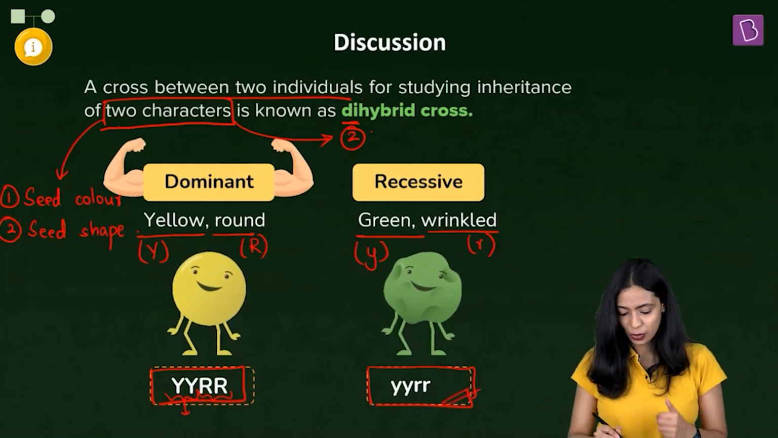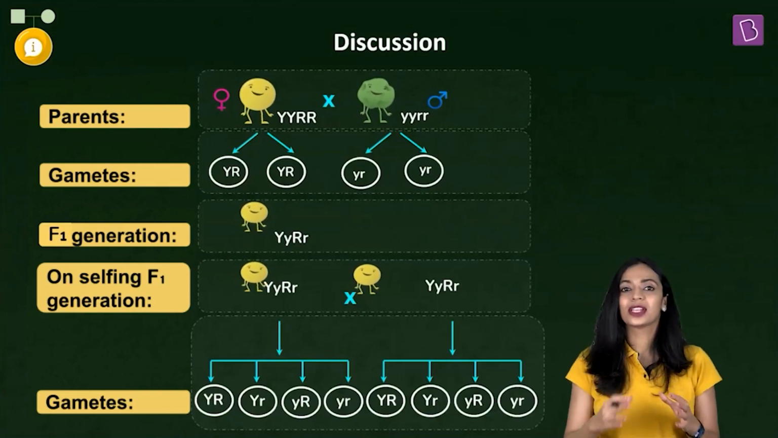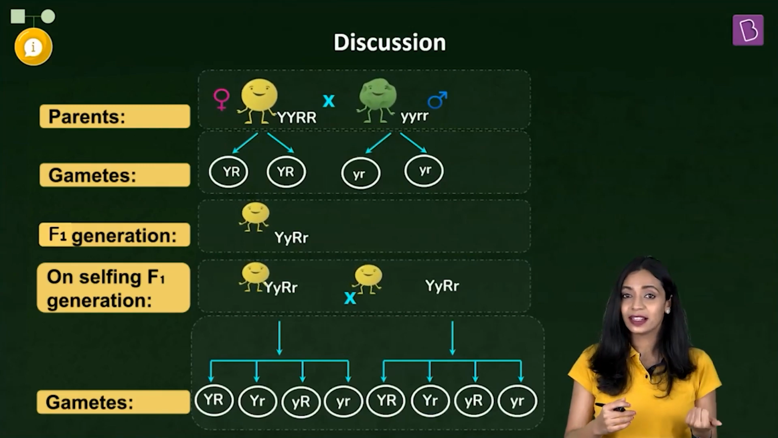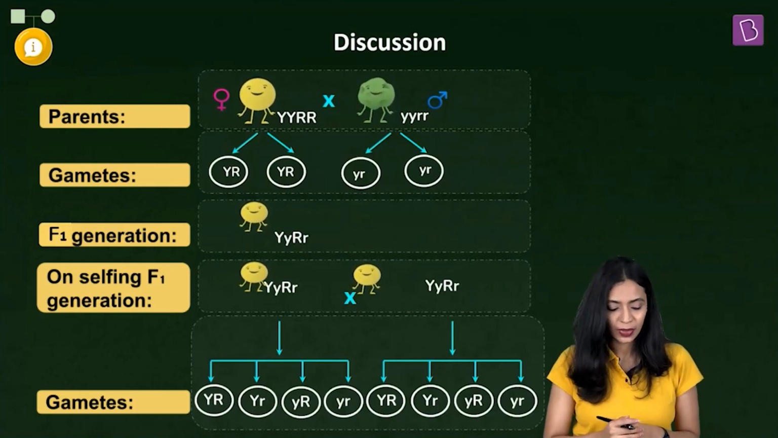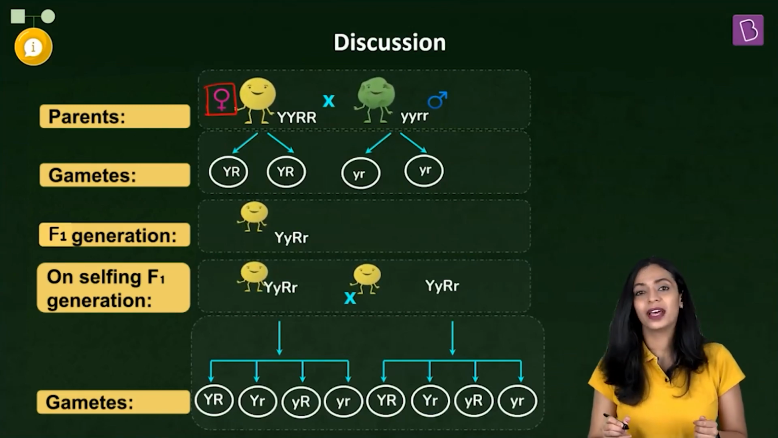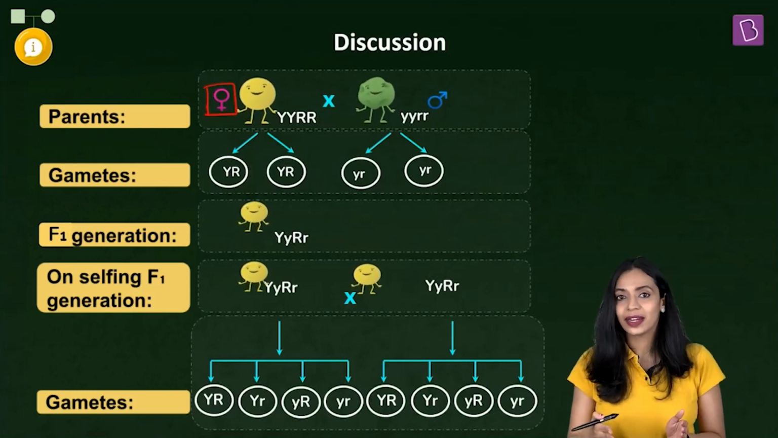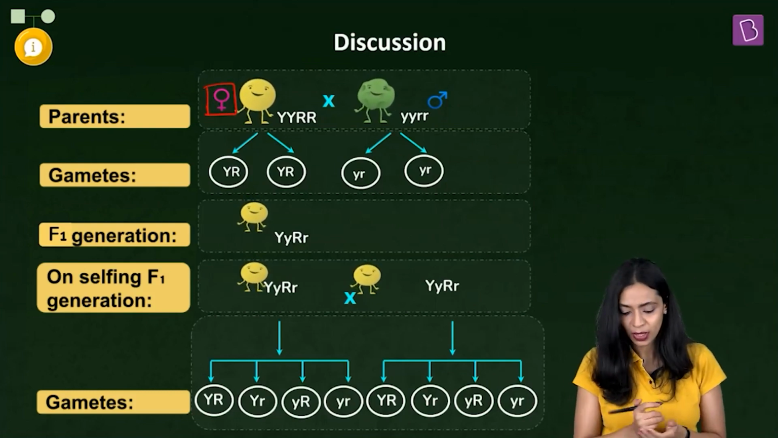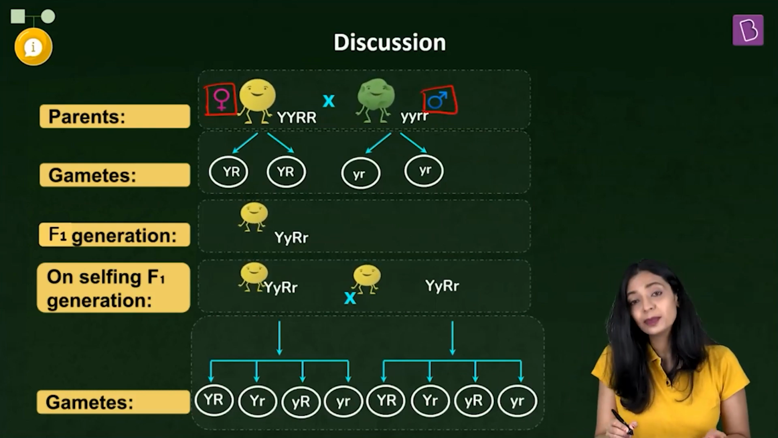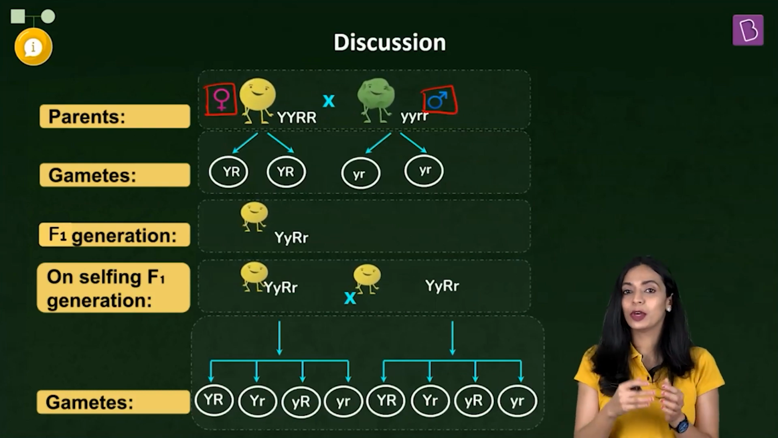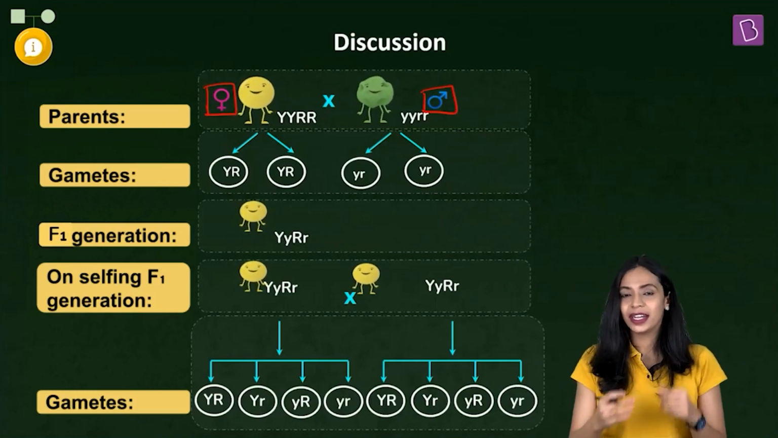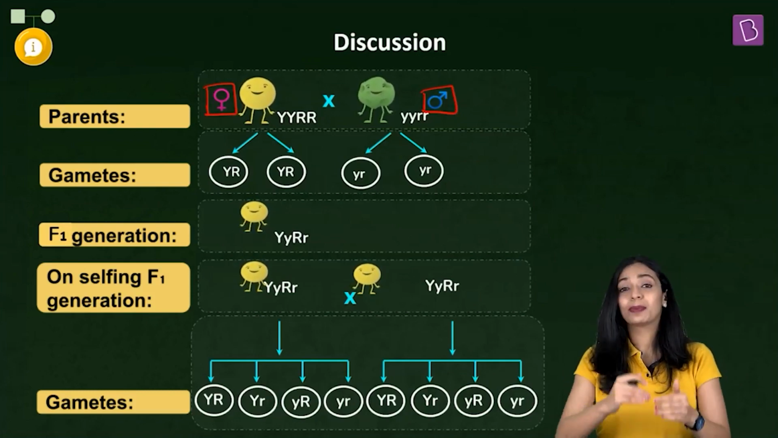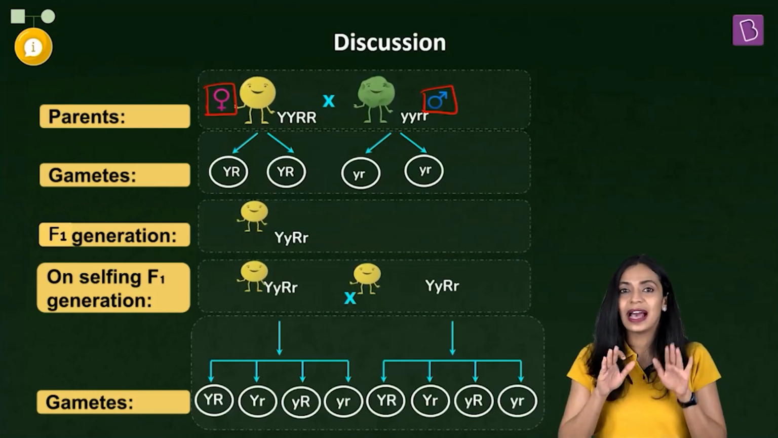Now here is a representation of the dihybrid cross where the two characters seed color and seed shape are considered. One of the parents, let's say the female parent, is homozygous for both characters, and it has yellow colored seeds and the shape of the seeds is round, and the other parent, the male parent, will be homozygous for both the characters, and it will have green colored seeds that are wrinkled in shape. So we begin with these two plants as parents.